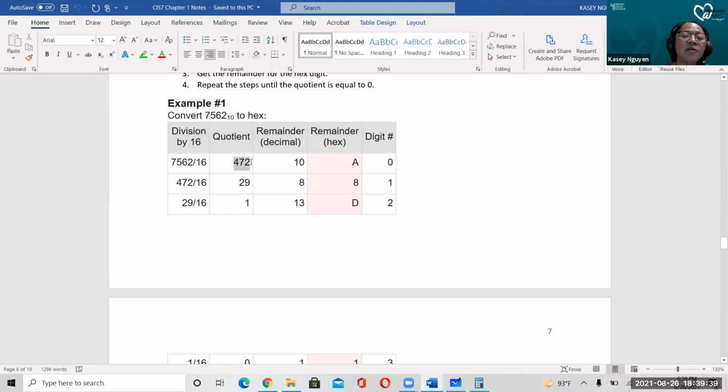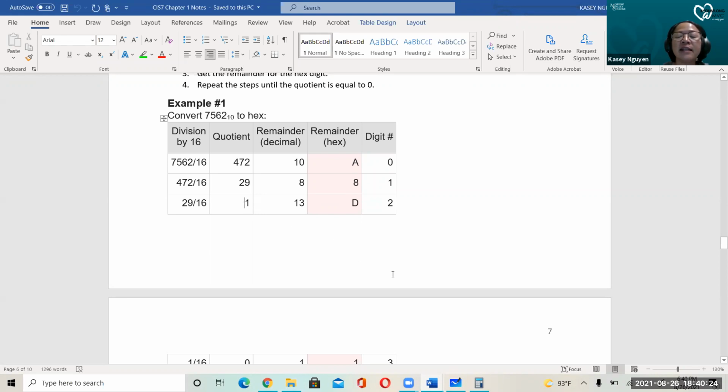Then I'm going to take the quotient again and divide it by 16. That's going to give me 29 quotient, and I should have an 8 remainder. And 8 is an 8 in both hexadecimal and decimal, so you make a note of the 8. I still have 29, so I'm going to take 29 divided by 16. I have 1 for the quotient with 13 as a remainder. 13 in decimal, we can convert to hexadecimal as a D.